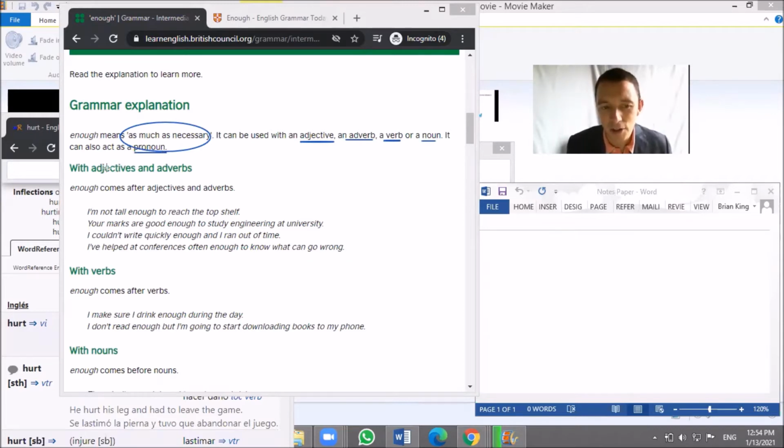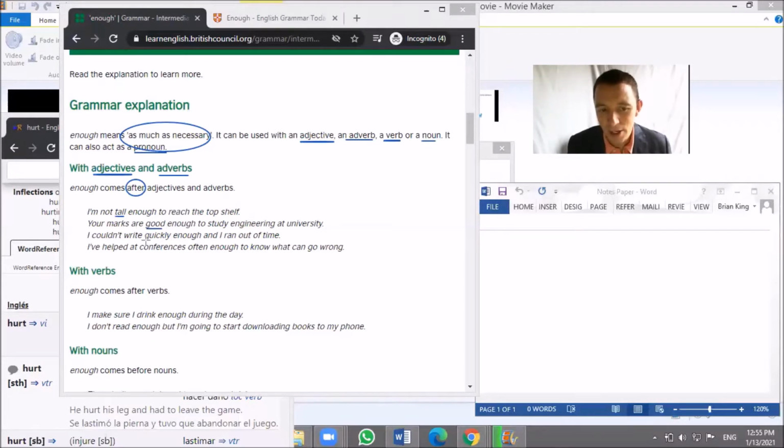Okay, so the first one with adjectives and adverbs. Remember, adverb in Espanol is mente, lentamente, suavemente, rapidamente. In English, it's quickly, slowly, and other ones as well, happily. There's many adverbs with the ly at the end, okay? So enough comes in the position after adjectives and adverbs, okay? So after. I'm not tall, that's the adjective, and the position is after. Your marks are good, adjective, position after.